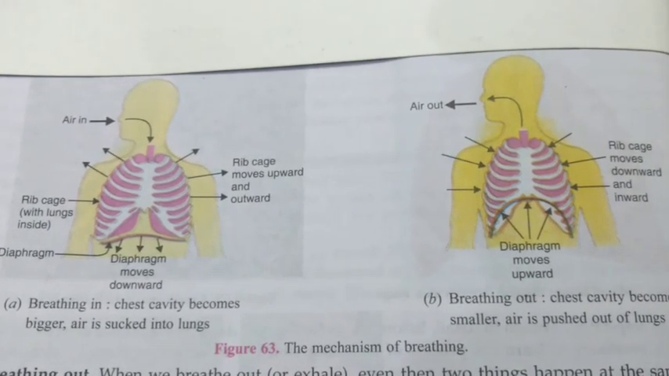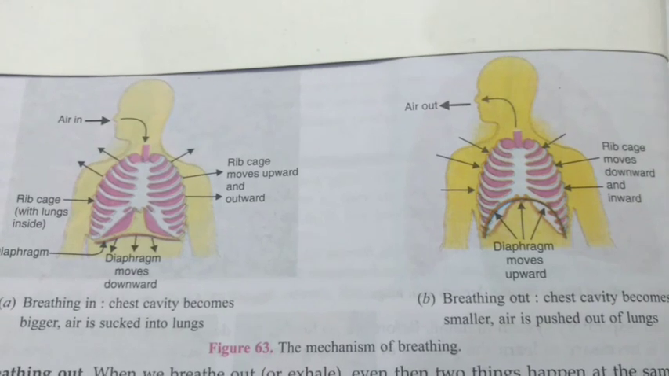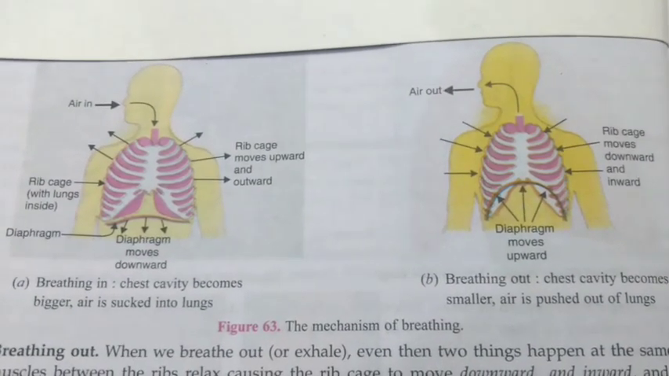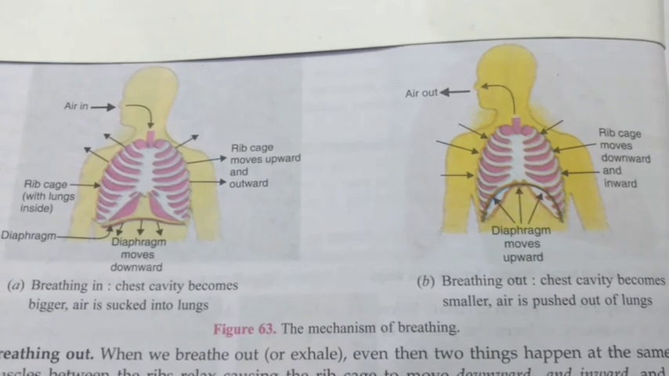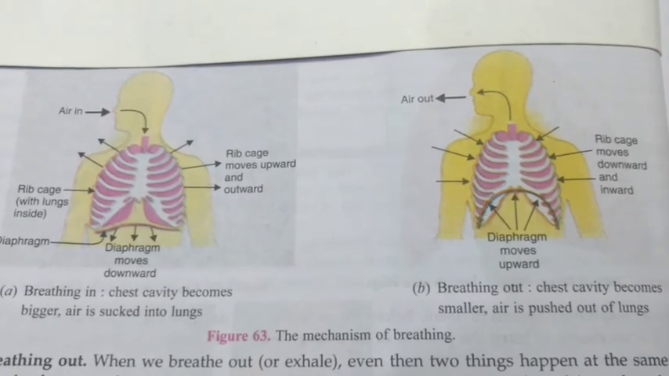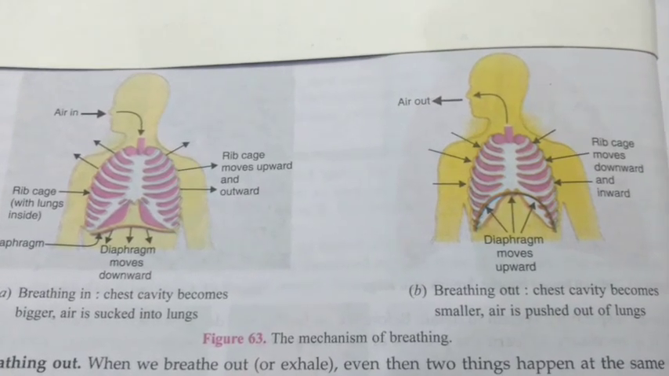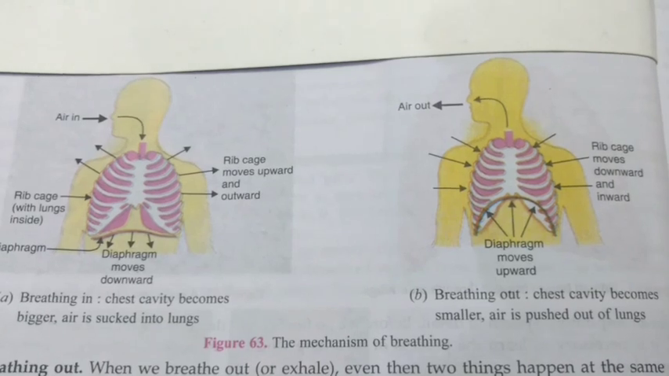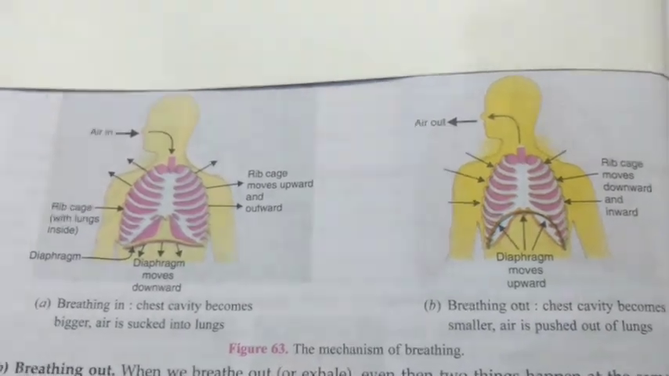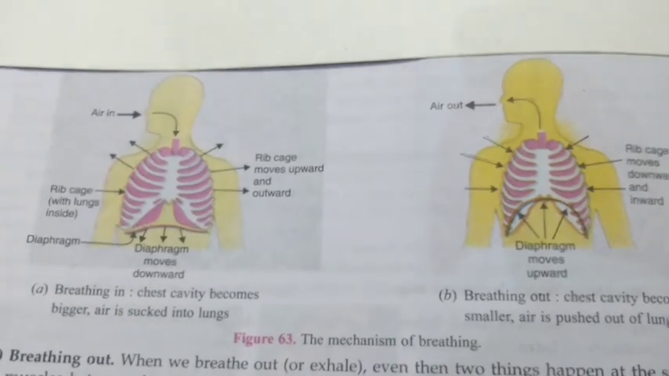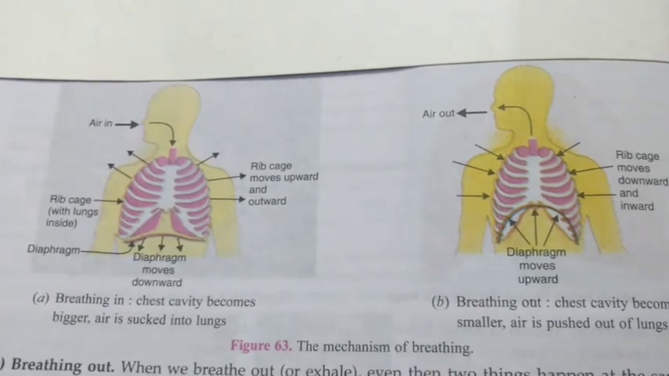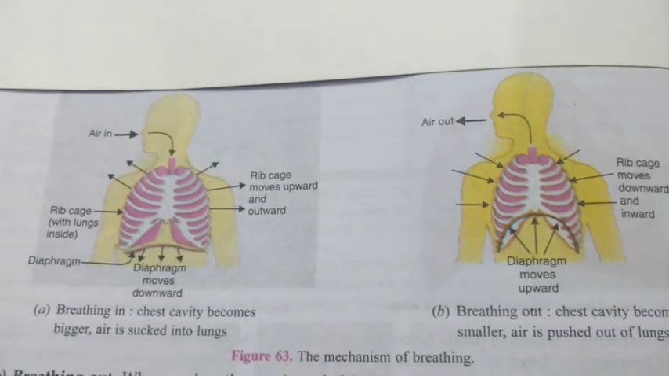And what happens in exhalation? Exhalation is breathing out, and it is a passive process. In this, relaxation of the intercostal muscles and the diaphragm muscles takes place. This produces a downward and inward movement of the rib cage, which results in the decrease in the volume of the thoracic cavity or the chest cavity. As a result, the lungs come to their original size. The air pressure in them increases, leading to the rush of air out into the atmosphere through the air passages.